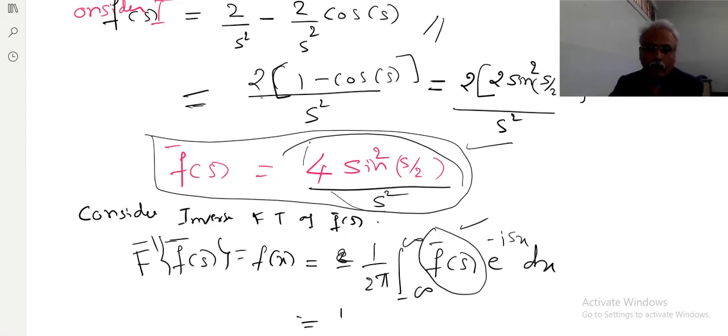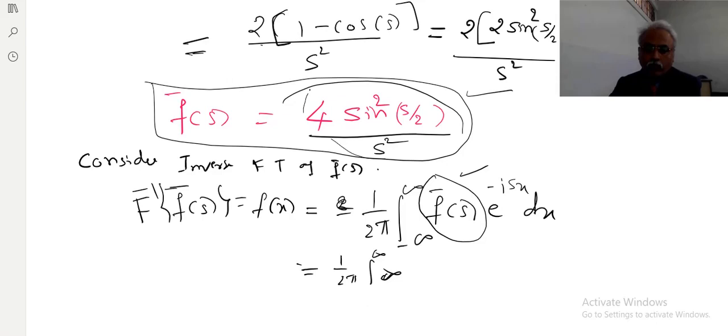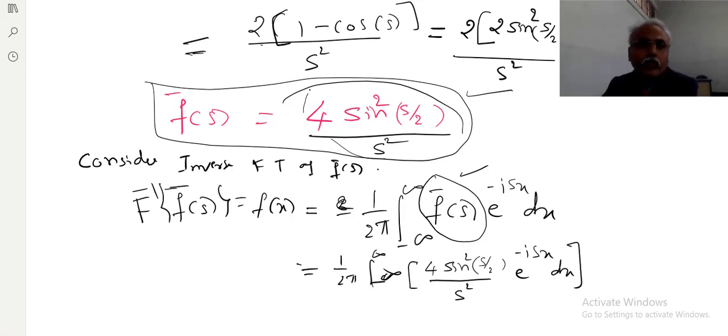That is equal to 1 by 2 pi, integral from minus infinity to plus infinity of 4 sine square s by 2, I am just writing the value of f bar s, whole divided by s square, into e raised to minus isx ds as it is. Now there is a small change you have to do. Has anybody noticed? This is not x, this is s.